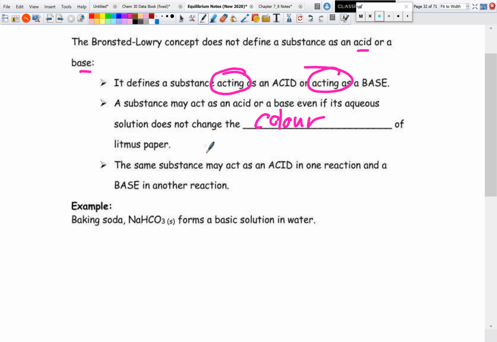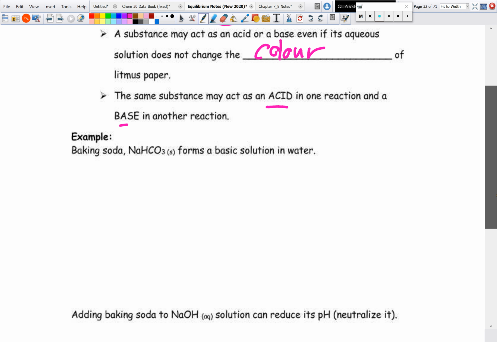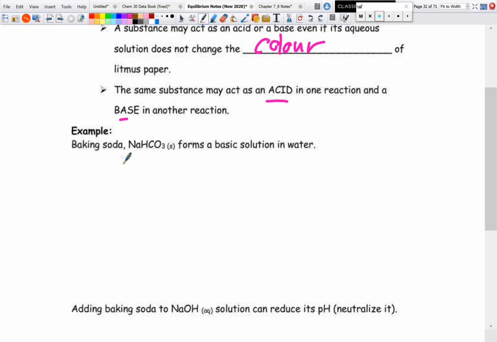And of course, some substances may act as an acid in one reaction and may act as a base in another reaction. And we're going to look at this example. So baking soda, sodium hydrogen carbonate, forms a basic solution when we mix it with water. Now, first thing we have to realize is that sodium hydrogen carbonate is an ionic compound.